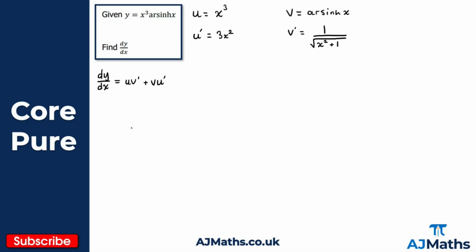So in that case, now we can simply apply the product rule. u times v prime, so that's x cubed multiplied by 1 over the square root of x squared plus 1. I'm going to get x cubed all over the square root of x squared plus 1. And then I also have v multiplied by u prime, so I'm going to get plus 3x squared arsinh x there. And there we have it. So that's our solution to question 1.